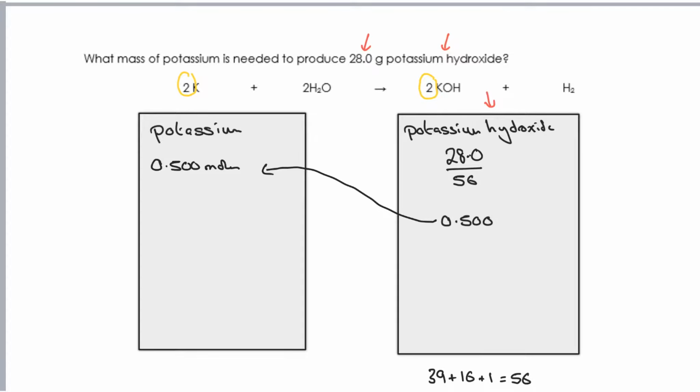Remember, mass is number of moles times by the MR, or the AR, in this case, the relative atomic mass. So we need 0.500 times by 39, and therefore we get 19.5 grams. Once again, underline it and make that a little bit easier for whoever's marking it. Now, that would be the minimum mass of potassium you would need to produce 28.0 grams of potassium hydroxide. Okay, so let's move on.